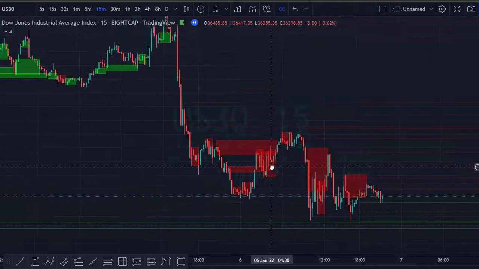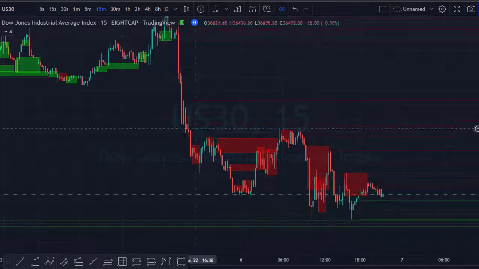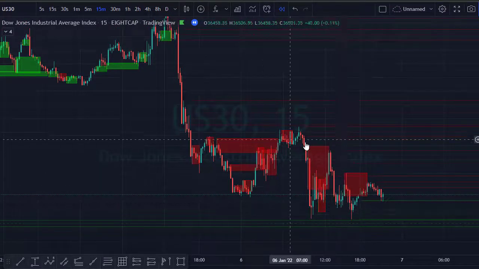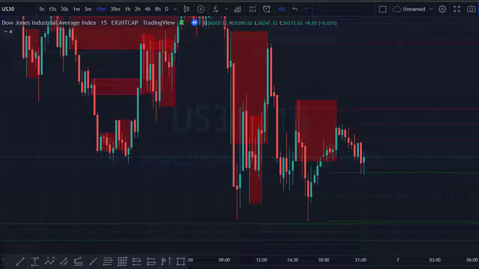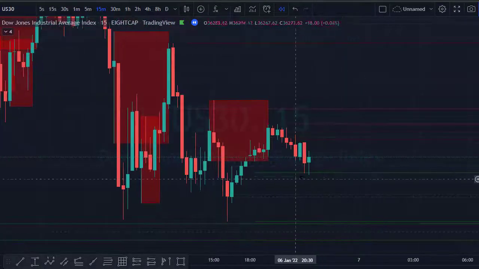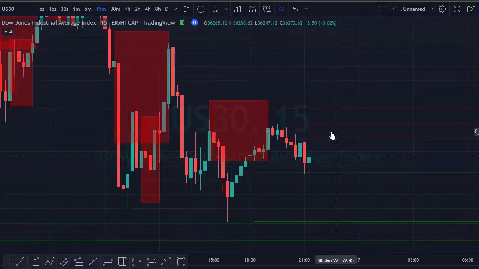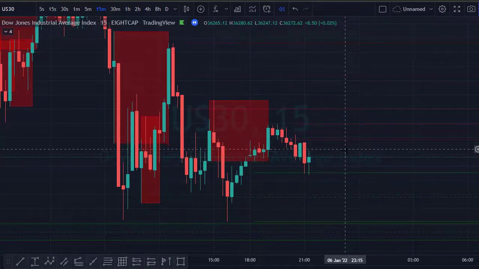First and foremost, if it's red, you're only going to take sells. These are mitigated order blocks. That means that basically this came up and touched 50% of this block, this supply area, before it will drop.